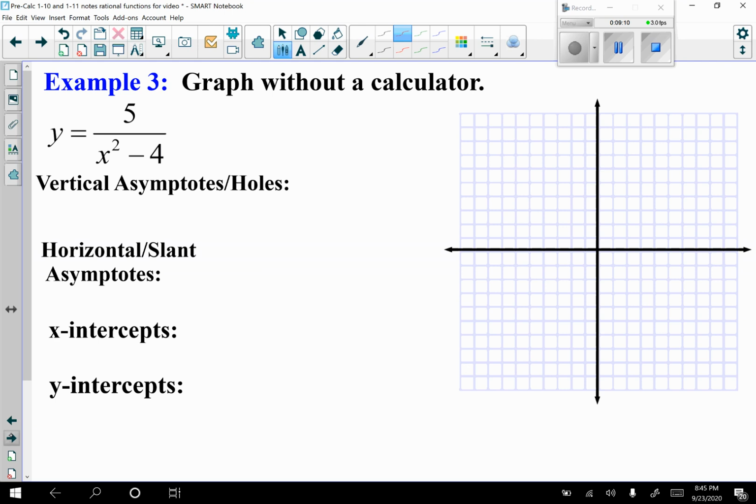All right, graph without the calculator, 5 over x squared minus 4. Let's factor: 5 over (x minus 2)(x plus 2). Nothing cancels, so automatically no holes. Vertical asymptote, we have x equals. There are 2 factors in the denominator, so it's okay. We are going to have 2 vertical asymptotes, one at 2 and one at negative 2.